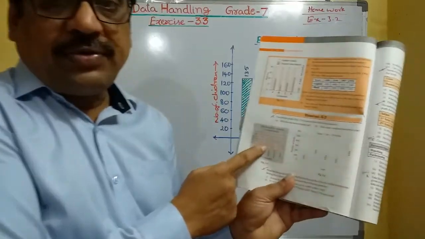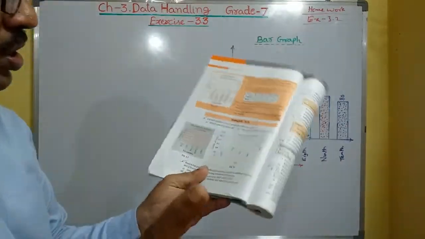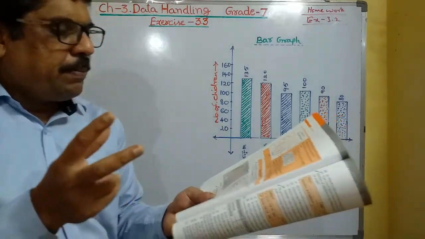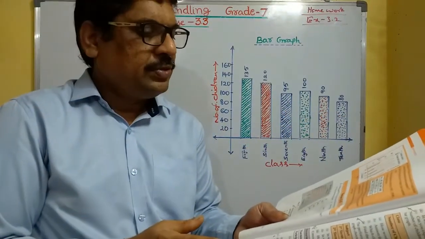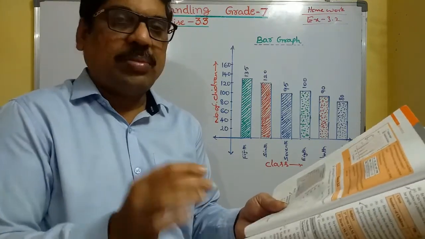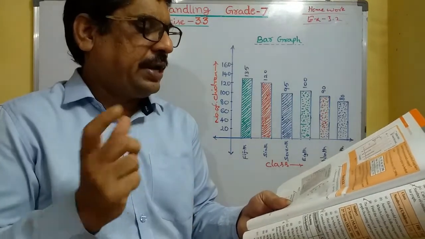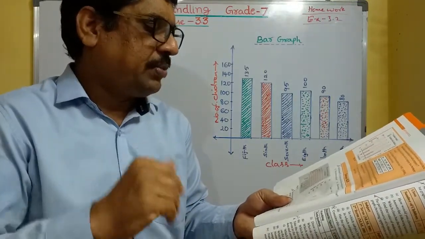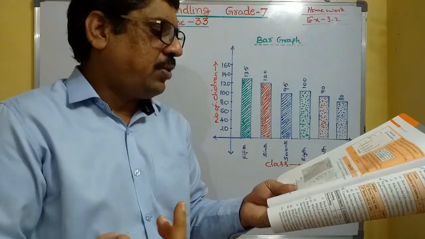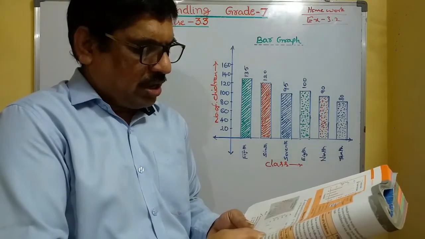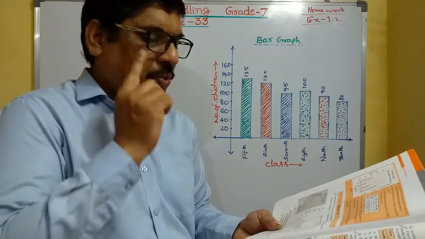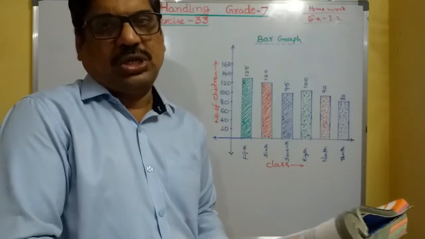Now this graph gives the information of different pet animals owned by different students. Some students have pet animals as dogs. Some other students have cats and rabbits, and some other students have hamsters and others. Okay, like this it has been given. We need to answer the given questions.